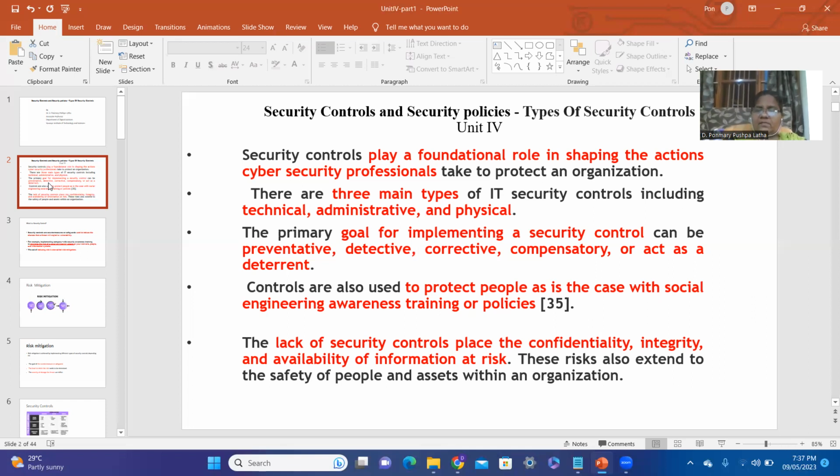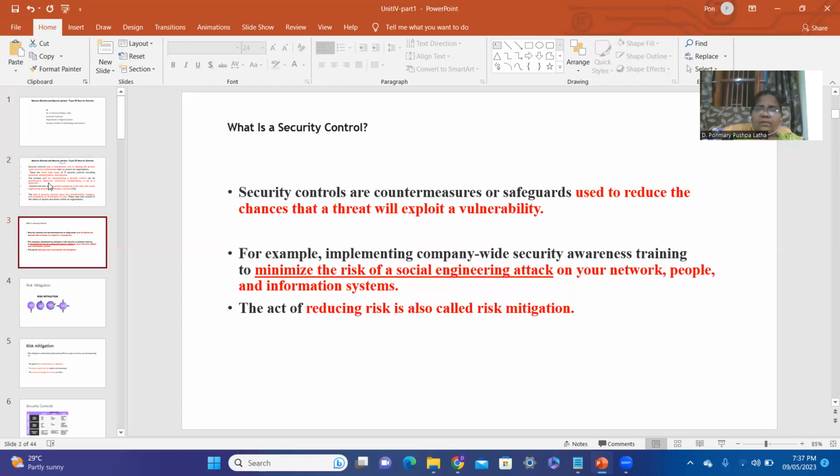The main thing is we focus on the confidentiality, integrity, and availability of information at risk. In security, we have to deal with confidentiality, integrity, and availability. They are very important. So what is a security control? We have to reduce the chances that a threat will exploit a vulnerability, and we have to minimize the risk.